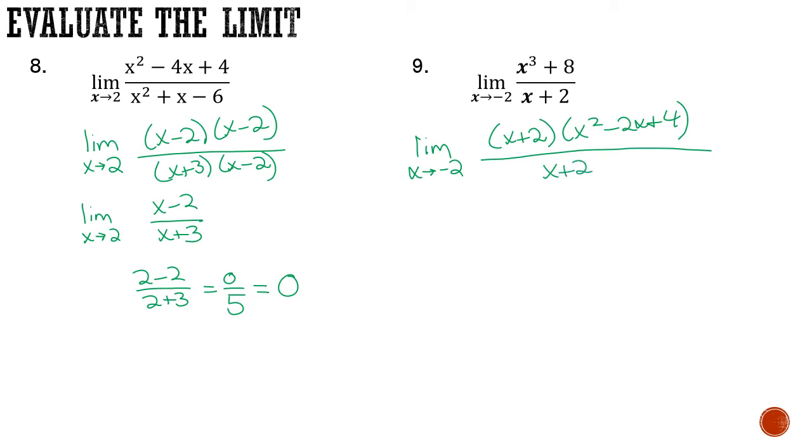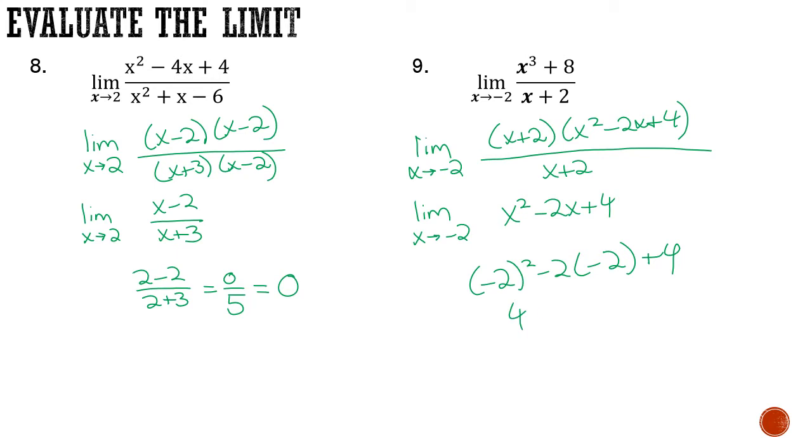Over x plus 2. So I've got that factored. X plus 2 in the numerator and the denominator cancel. And now the limit as x approaches -2 of x squared minus 2x plus 4. We're able to substitute -2 in for x. -2 squared minus 2 times -2 plus 4. 4 plus 4 plus 4 is 12.